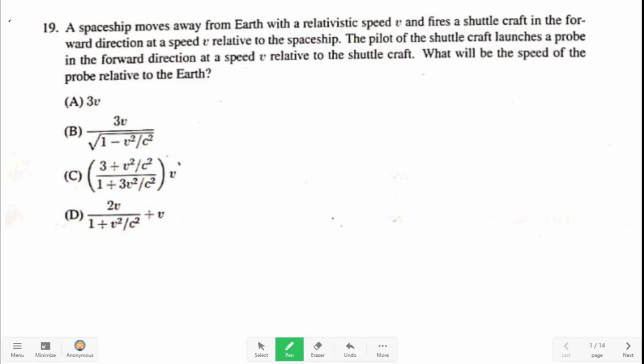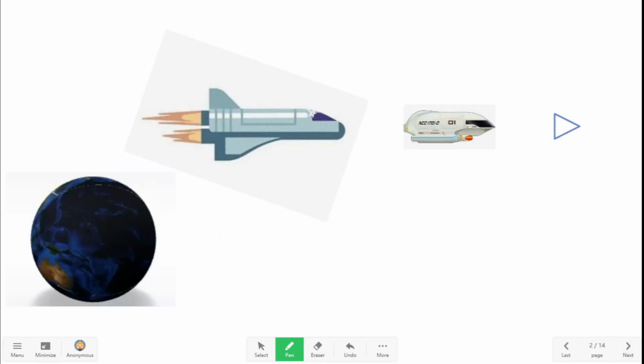Here is a question from JEST 2021. A spaceship moves away from Earth with relativistic speed v. So this is Earth. This is the spaceship. It is moving away.